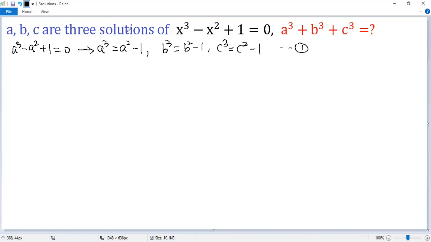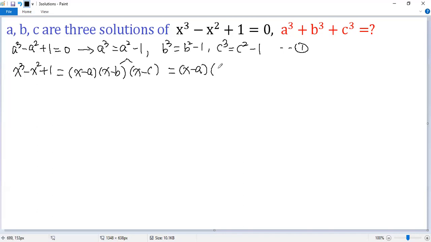Now, a, b, c are the three solutions of the given equation. That means the left side of the equation, x cubed minus x squared plus 1, can be factored as (x minus a) times (x minus b) times (x minus c). Let's expand it. Expand these two factors first. So we get (x minus a) times (x squared minus bx minus cx plus bc).